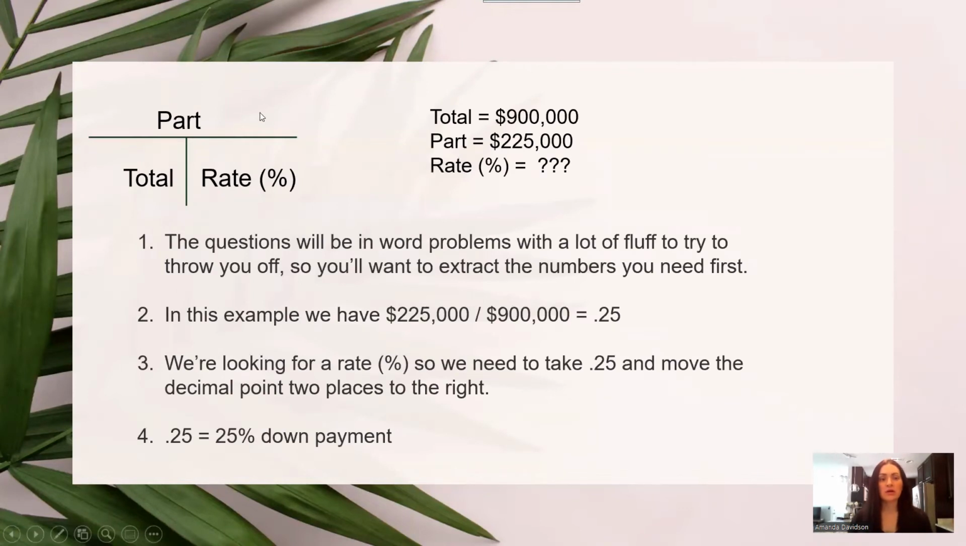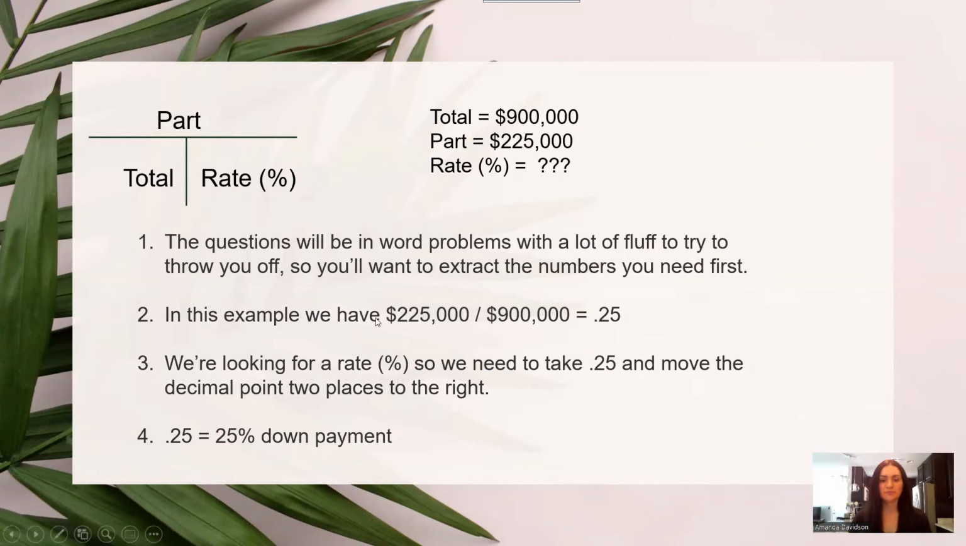So we're going to come over here as a refresher. We've got the T trick formula right here. We know that the total is $900,000. We know that a part of it is $225,000. We need to find the percentage that equates to for their down payment. So again, I just mentioned it, but I have it in the slide. The word problems in the real estate exam, they have a lot of fluff. So just be prepared to focus on the actual numbers that you need.